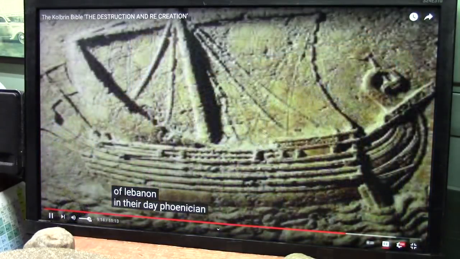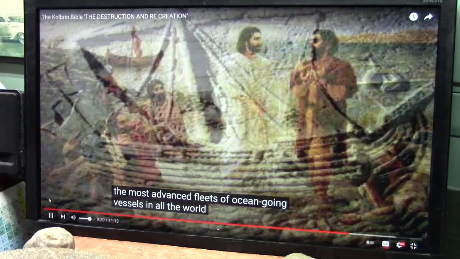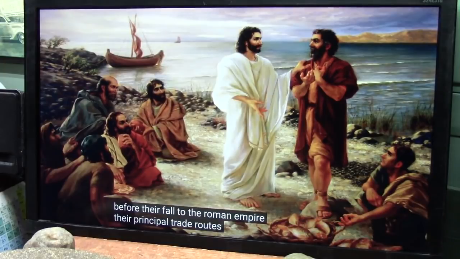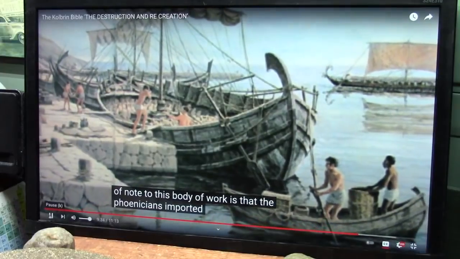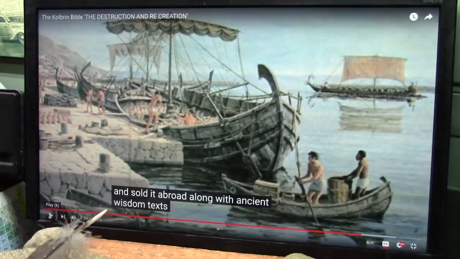In their day, Phoenician traders operated the most advanced fleets of ocean-going vessels in all the world. Before their fall to the Roman Empire, their principal trade routes stretched throughout the Mediterranean area, out along the shores of Western Europe and up as far north as Britain. Of note to this body of work is that the Phoenicians imported papyrus from Egypt and sold it abroad along with ancient wisdom texts.